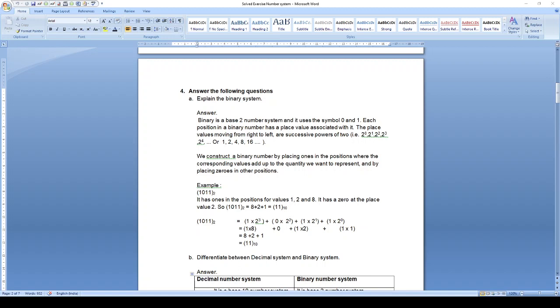Yes. The next one. Differentiate between decimal system and a binary system.